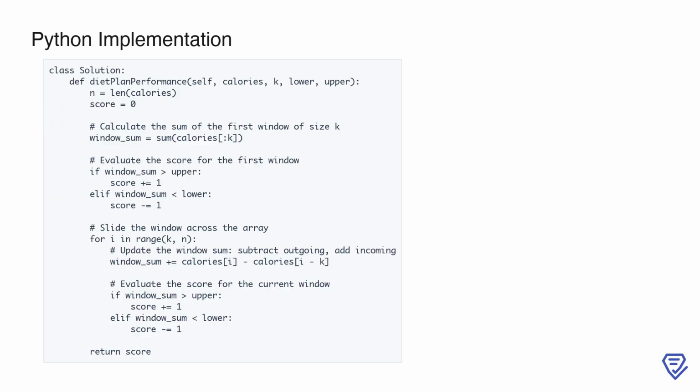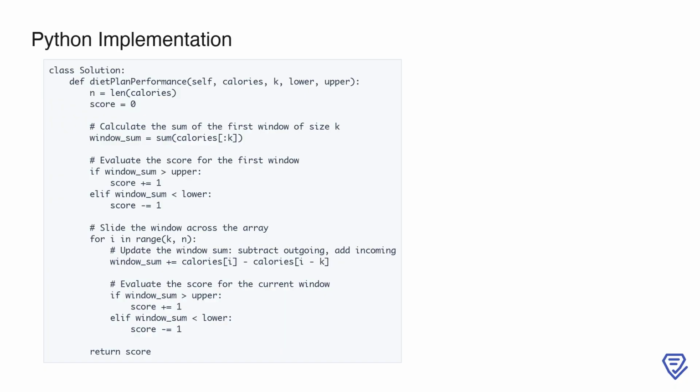The key optimization comes with the sliding window technique. Instead of recalculating the sum for every subarray from scratch, which would be computationally expensive, it updates the sum by subtracting the element that is sliding out of the window and adding the new element coming into the window. This reduces the complexity of updating the sum to O(1) per step.